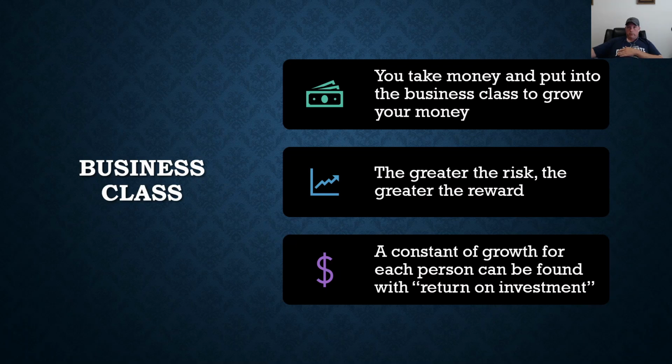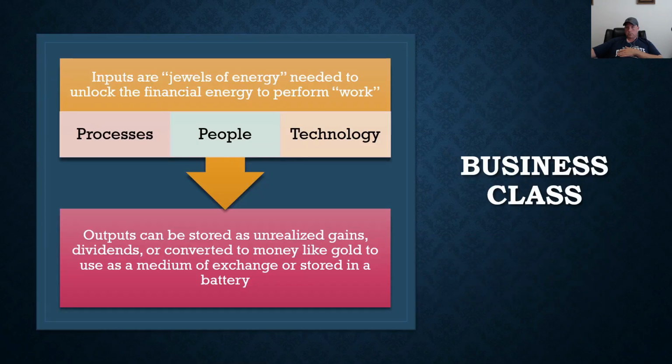So your business class, you put money into your business class to grow it. The greater the risk, the greater the reward. We mentioned that. A constant of growth for each person can be found with return on investment. As I made mention, like maybe if you're in your 20s, you want to have a higher ROI and you take higher risk. And if you're in your 60s or 70s, you're probably getting lower ROI with lower risk. And this is a big picture of what it is.